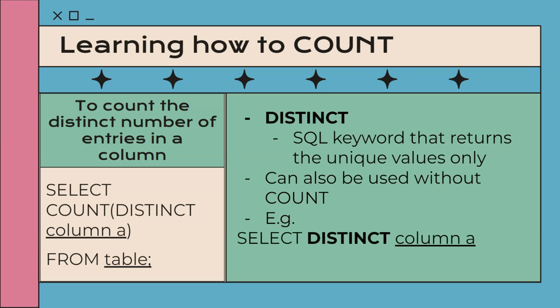Okay, right. As I mentioned, DISTINCT returns unique values for me, and it can also be used without COUNT. So let's say I want SQL to return me the unique entries for this particular column. I just have to remove the COUNT. So we SELECT DISTINCT and then the column name. Let's try this out over there.